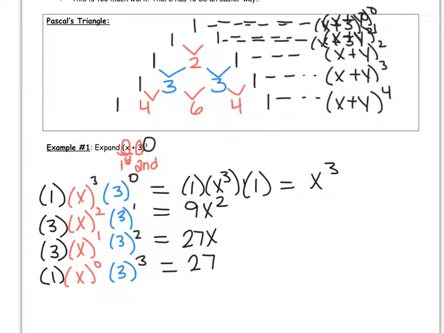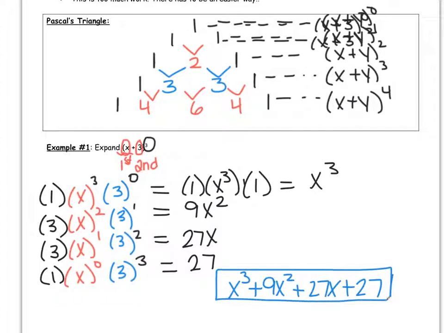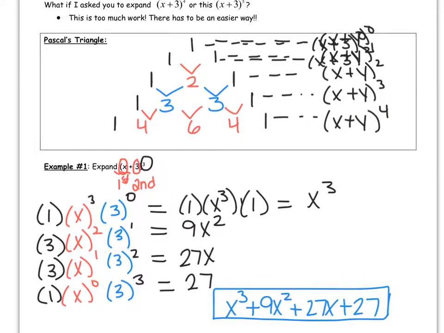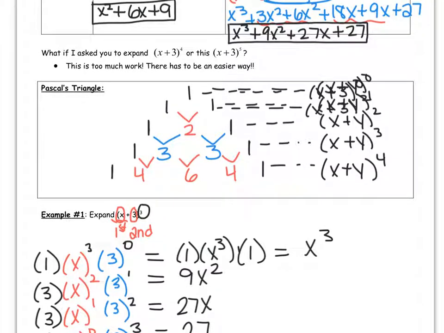And then we just write it out. So x to the third plus 9x squared plus 27x plus 27. That is our answer, and it matches the answer that we had up here. So that's the binomial expansion.